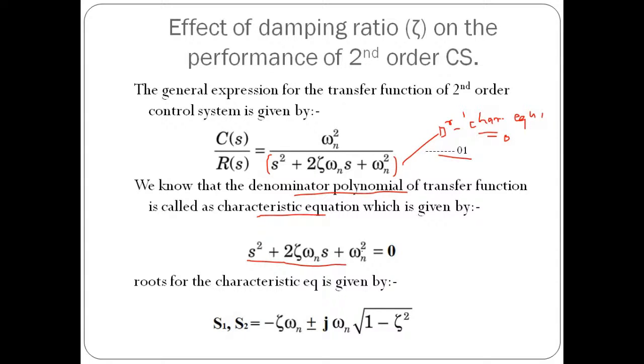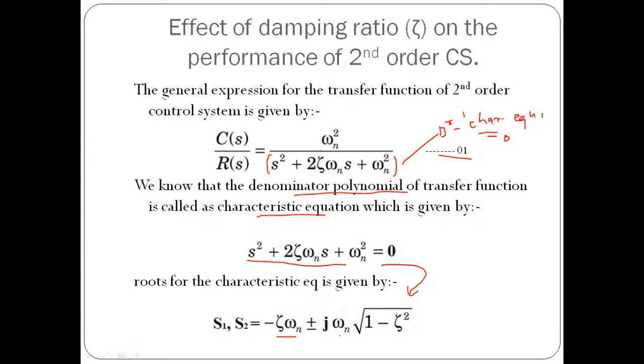You can find the roots like minus b plus minus under root b square minus 4ac upon twice a. So if you apply that logic, you can find the roots for this equation. It will be like s1, s2 equal to minus zeta omega n plus minus j omega n under root 1 minus zeta square.